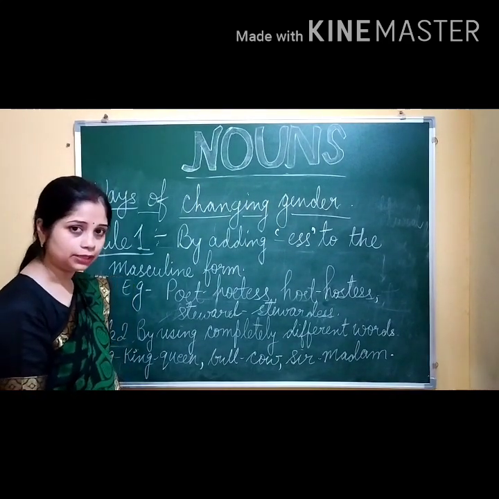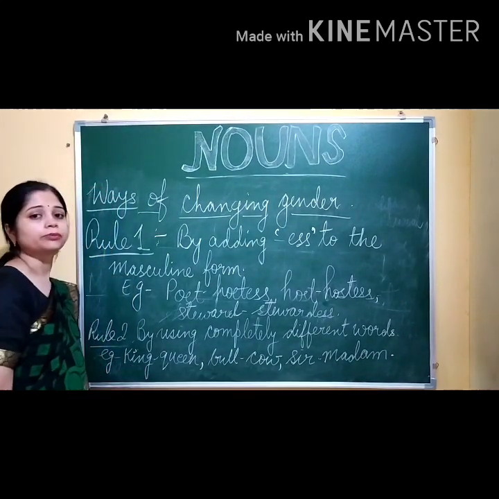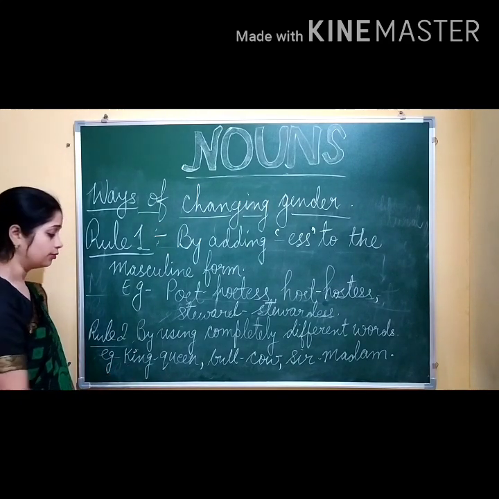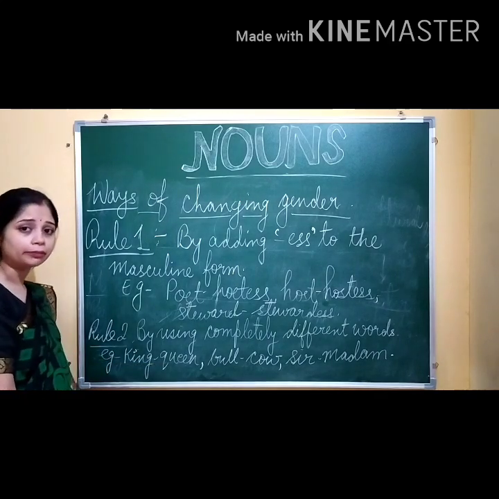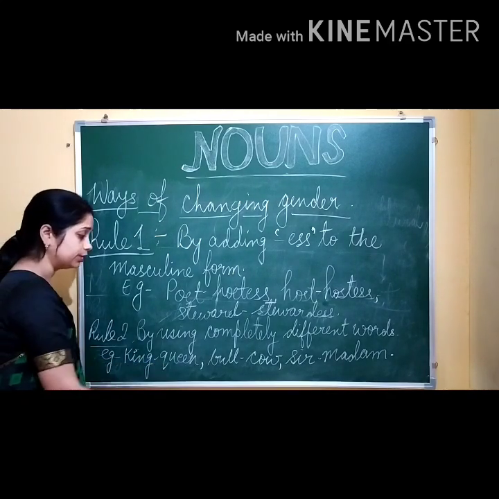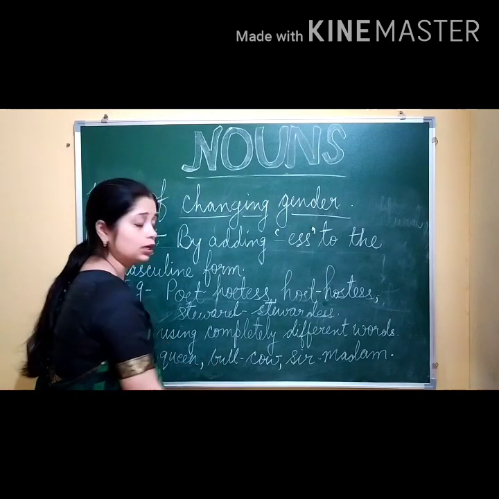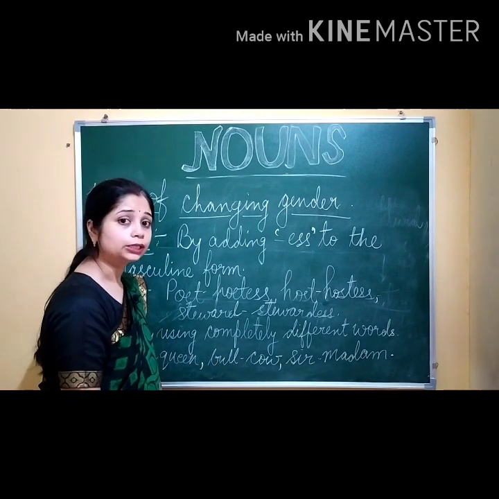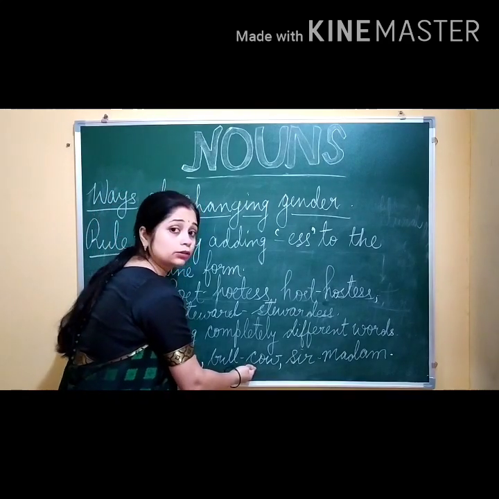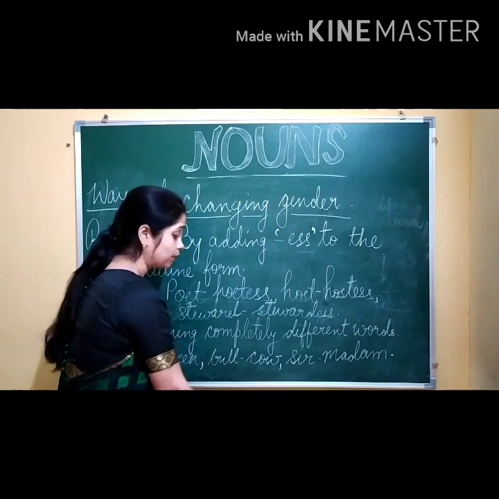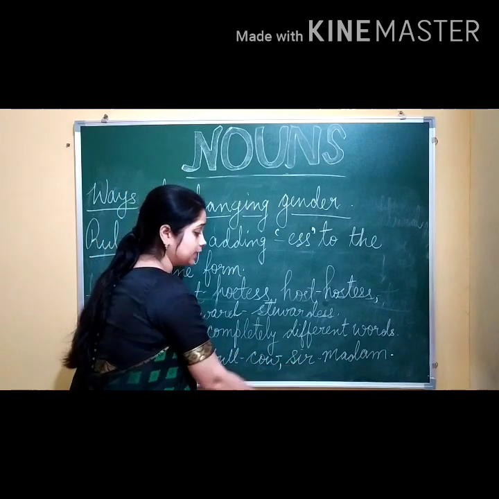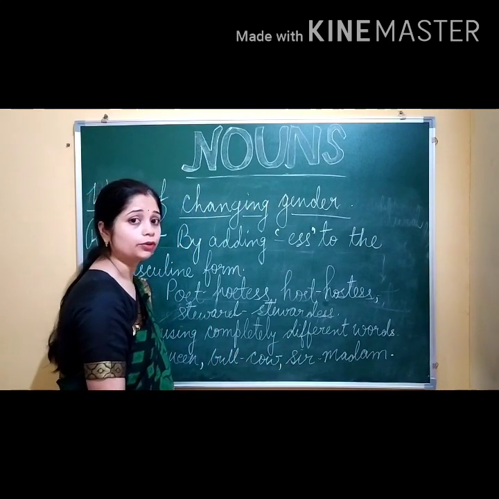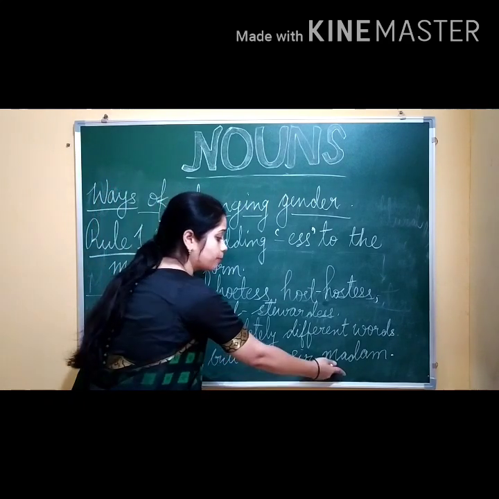In these examples, king is masculine and we have used a completely different word for the feminine gender, that is queen. In the same way, bull is a masculine gender and we have used a different word for the feminine gender, that is cow. In the same way, sir is a masculine gender and we have used a completely different word for the feminine gender, that is madam.